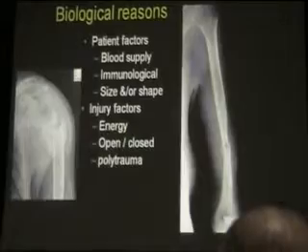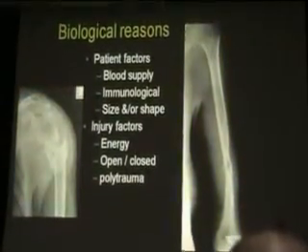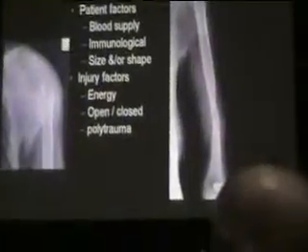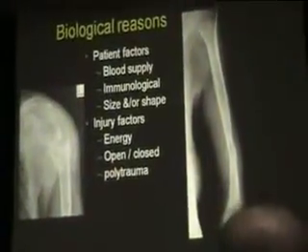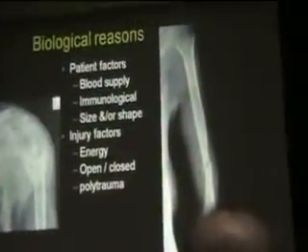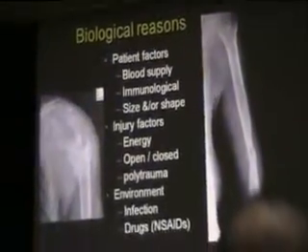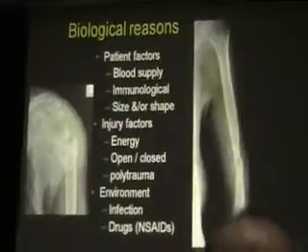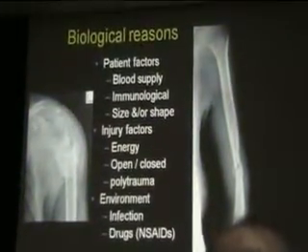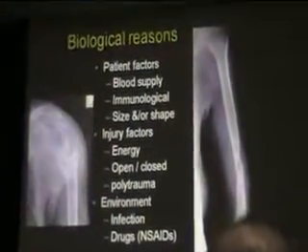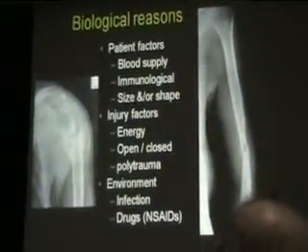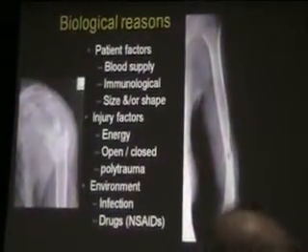In a polytraumatized patient, that patient has lots of other injuries. They're going to have problems of immune response, of nutrition. They're more likely to fail. But you can have an influence over the environment. And we've talked about the infection. So if you do things properly, if you debride that open wound in a timely and proper fashion, you're more likely to get a good result.